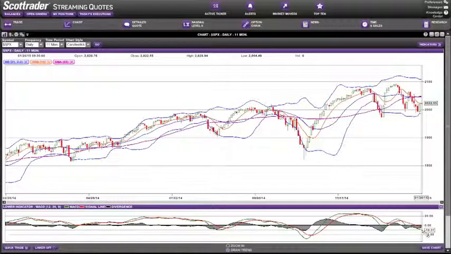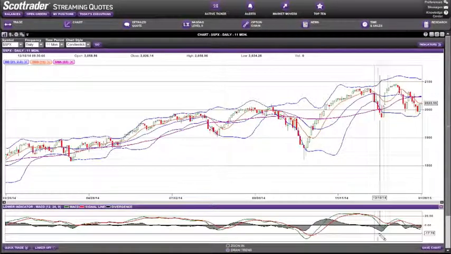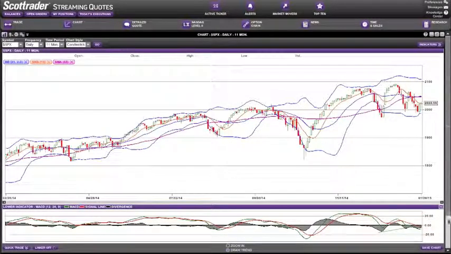Signal line is still above the MACD, which is kind of bearish, but you can see that MACD is starting to curl up. We'll see if it puts in a positive divergence tomorrow.